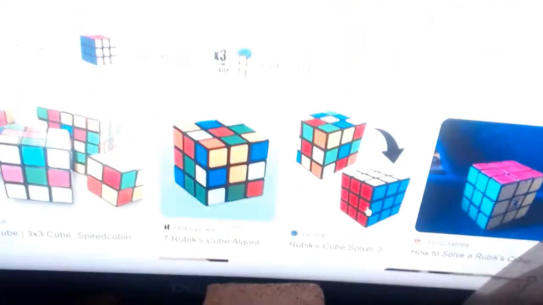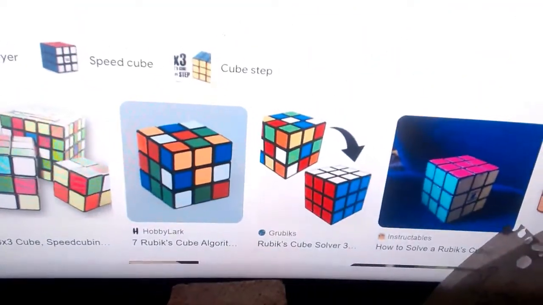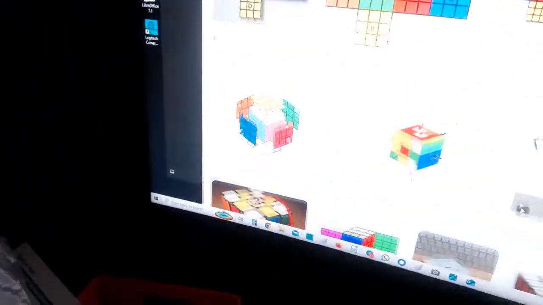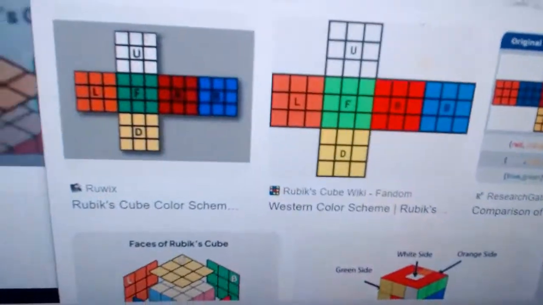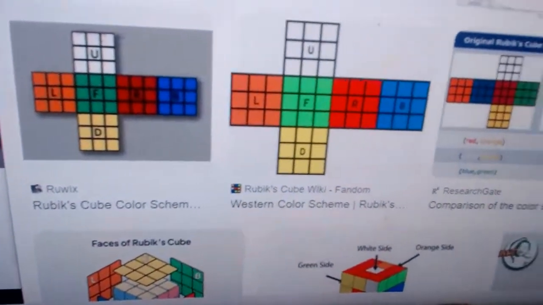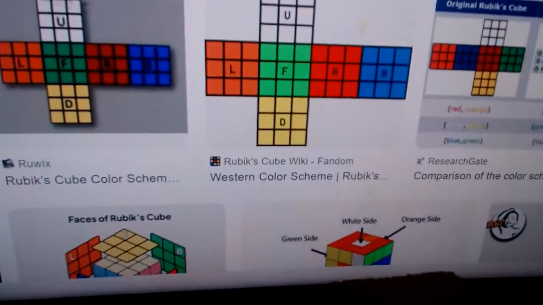I'm trying to look at Rubik's Cube. What is the opposite of the colors? And I don't know. What are the opposite colors of Rubik's Cube? Okay, so you can see it here, right? So we have the yellow and the white.